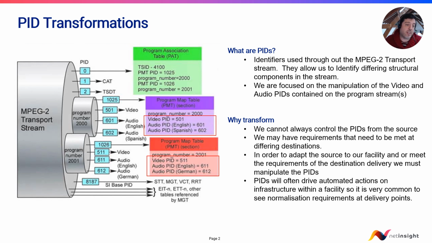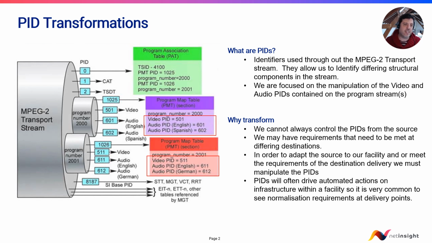So why on earth do we need to transform this stuff if we've got perfectly good transport streams coming in? Well, customers within our system can't always control the PIDs from the source location, and so they may need to manipulate that into a structure that's appropriate to them. We often have delivery requirements that need to be met at the destination. So in order to adapt the source to a particular customer's facility or to meet requirements of the destination delivery, we must be able to manipulate these PIDs.